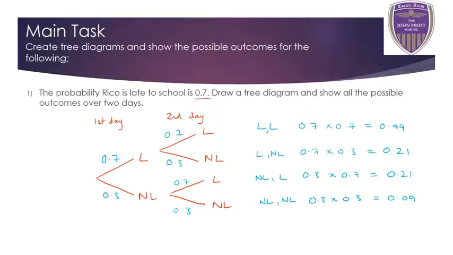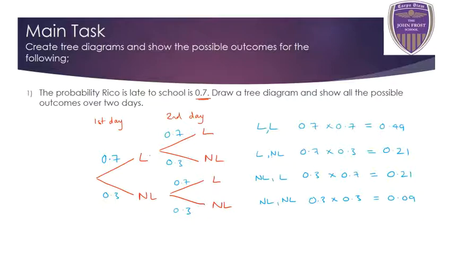I'm telling you here that there's a 0.7 chance that he's late, so there must be a 0.3 chance that he's not late. Then on the second day, the probabilities are the same. It's still 0.7 for late and 0.3 for not late, and then the same underneath as well. Then the outcomes, just by forming the branches again, look, it's late on the first day, late on the second day. So times the probabilities together.